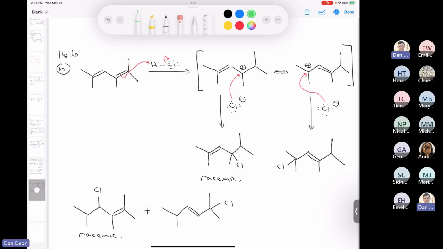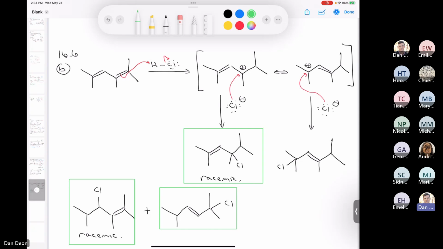And look at this. We have a total of 1, 2, 3, 4, 5, 6 different products that can be formed.